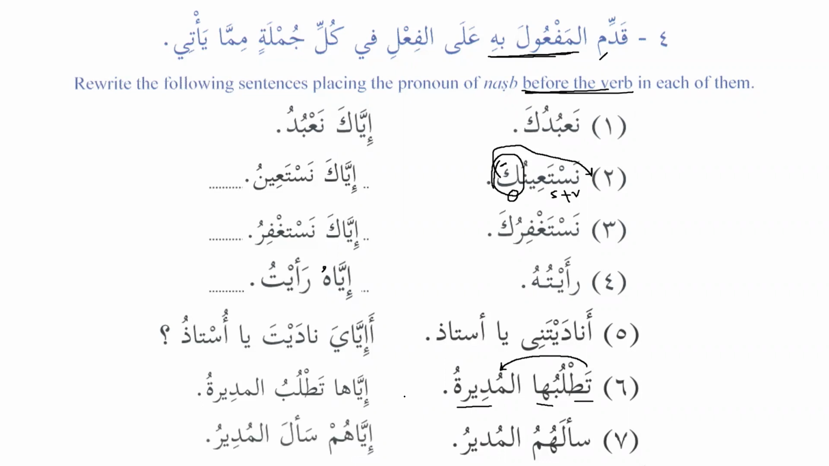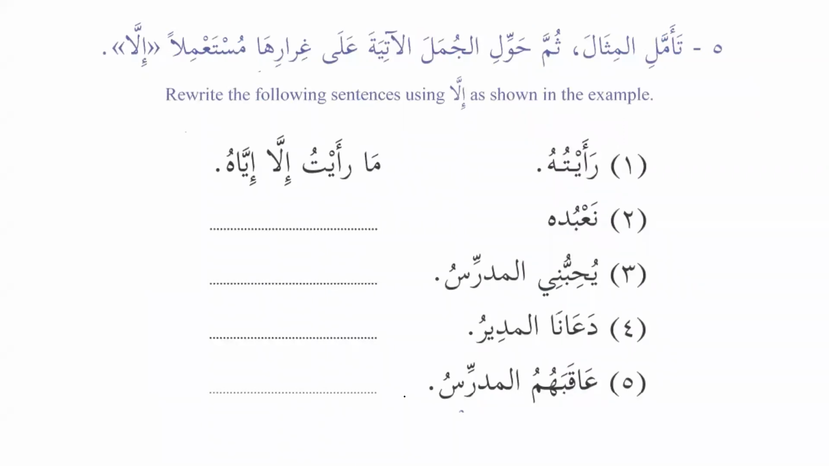Very good. Okay, then we have ta'ammal al-mithala. Now we have to reflect on the example. ثم حول الجمل الآتية. Then we have to convert the following sentences, as we know, حول يحول تحويلا and تأمل يتأمل تأملا. Now, inshallah, I'm sure that you are able to understand which bab it is and what characteristic it has. حول الجمل الآتية على غرارها, on the same pattern. مستعملا إلا, by using إلا. مستعملا is al-hal, and that is one of the things that is left, inshallah, which we will do in the next two lessons.